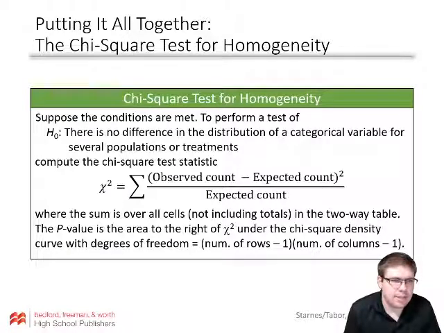Hey, statistics. So this is the second part of the first section of section 11.2, chi-square test of homogeneity. We're going to put it all together in a problem, and so we kind of just did this.